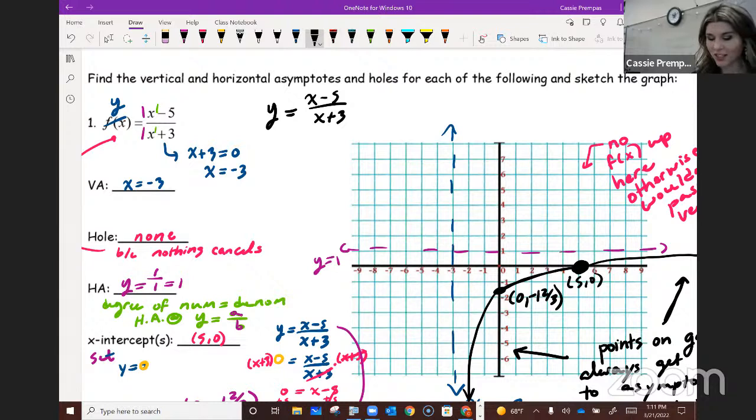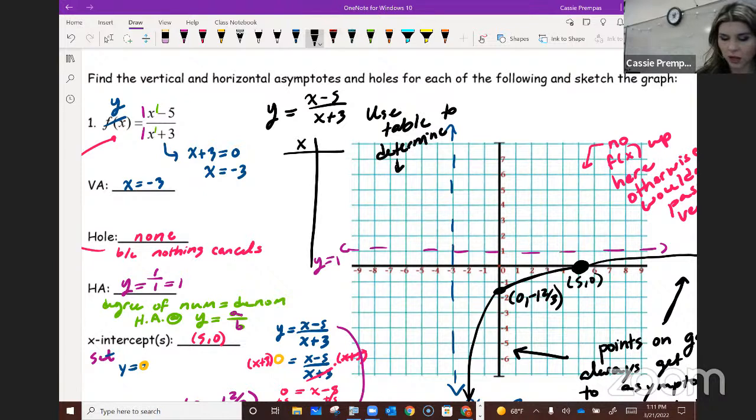So if you are trying to determine what happens over here, you really need to use a table to determine what happens here. So I'm going to go ahead and use a table, x, y. What do I have to plug in into the table for this side of the graph? Would you plug in a number like 8?